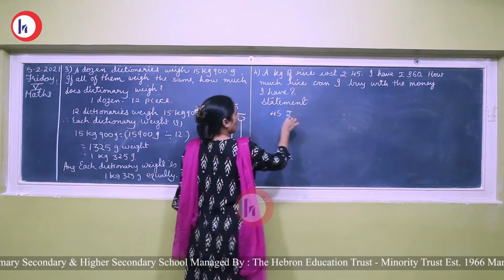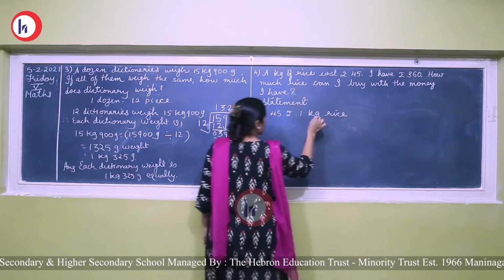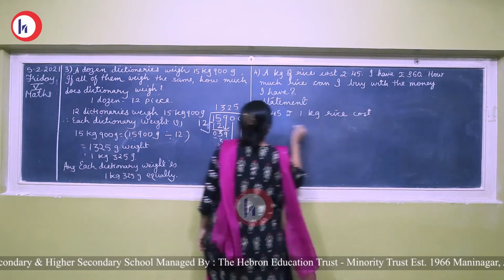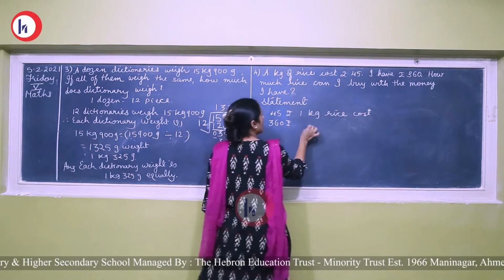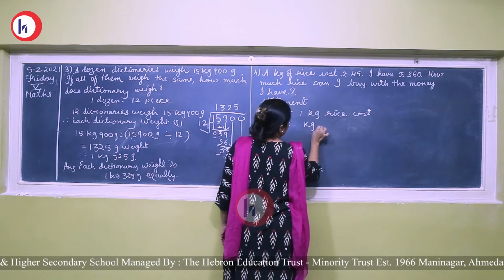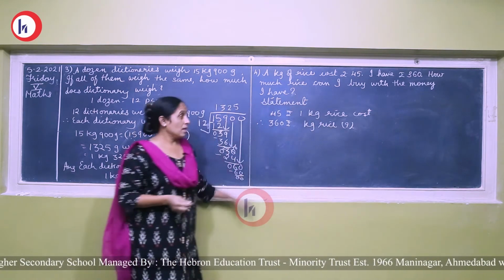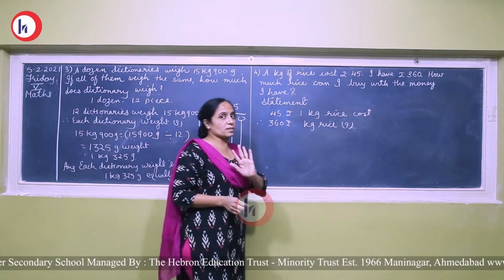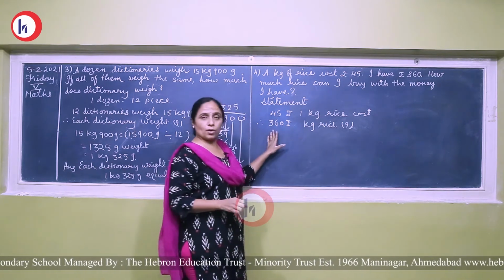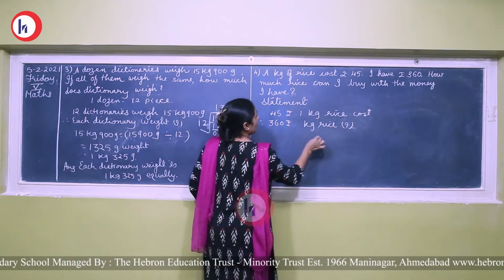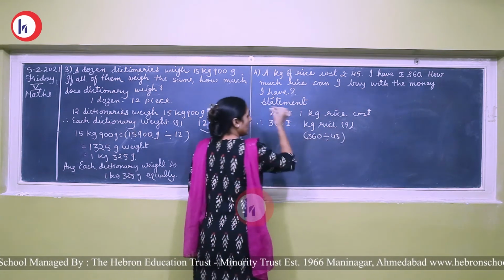45 rupees, 1 kilogram rice cost. So 360 rupees I have in my purse. So how many kilograms of rice can I buy for 360 rupees? The actual price is 45 rupees per 1 kilogram. Now I want to buy. How many can I buy? So here, 360 divided by 45. How many kilograms can I buy?